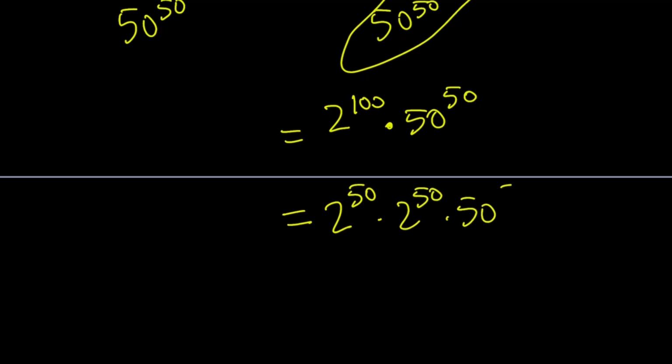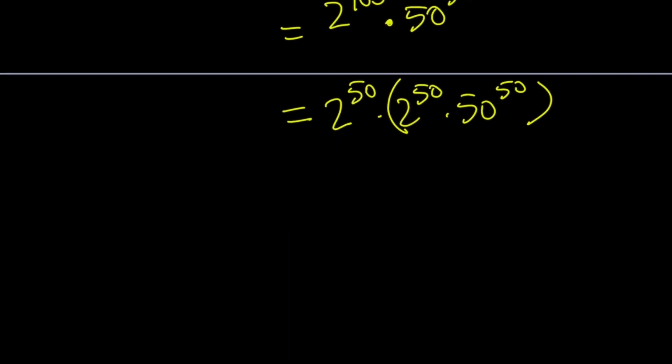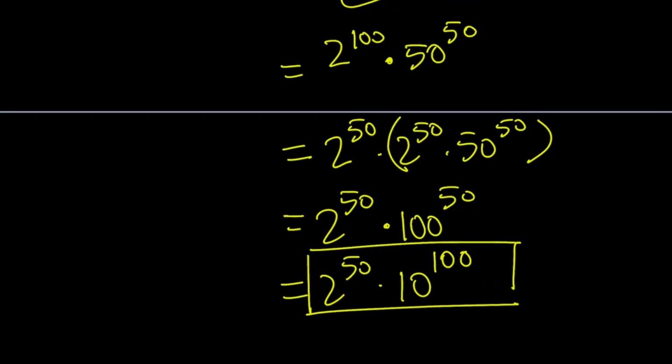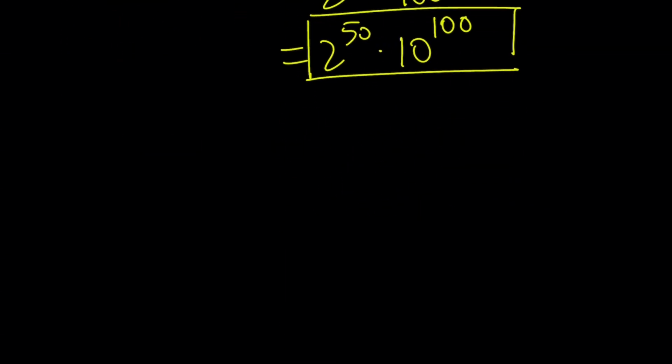Then I'm going to combine these two together because 2 times 50 equals 100. So I can write it as 2 to the power 50 times 100 to the power 50. And 100 is 10 squared, so I can also write this as 10 to the power 100. Make sense? So we can simplify our expression that way. That's one way to look at it. Let's take a look at another way.